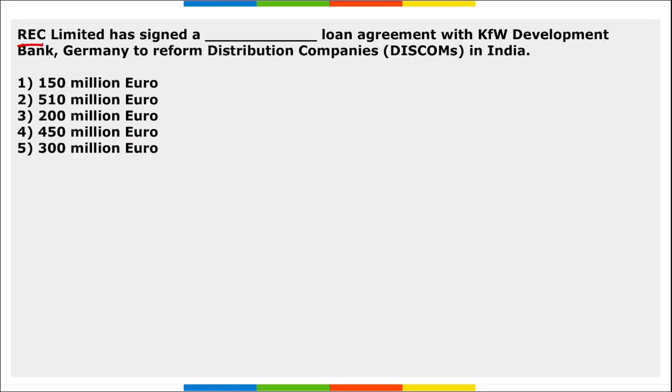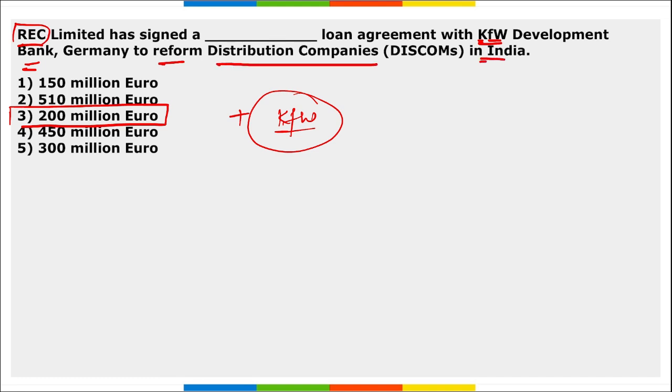Next, REC, Rural Electrification Corporation, right? This is a Maharatna CPSE that comes under the Ministry of Power, and they have signed a loan agreement with KfW Development Bank of Germany. So they have signed an agreement worth 200 million euro. It is with KfW Development Bank of Germany, and it is for the reform of the distribution companies in India. Correct? So mark this.